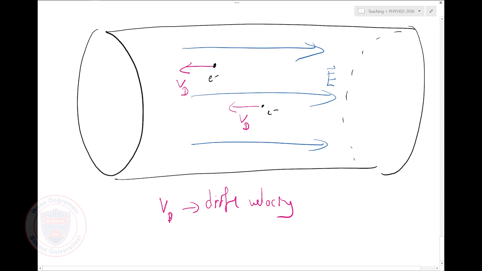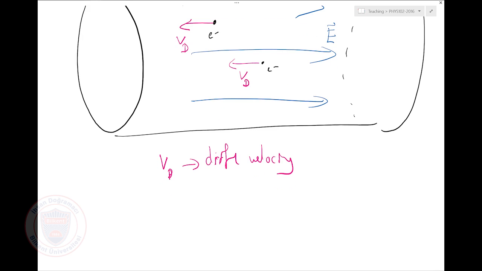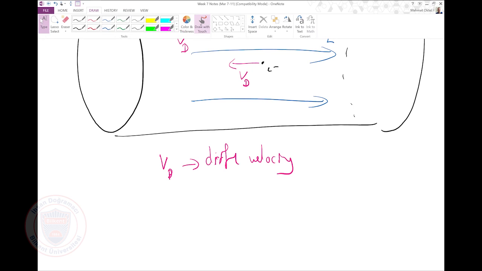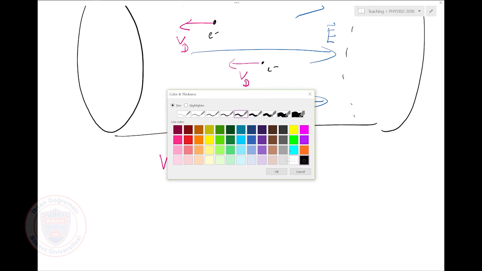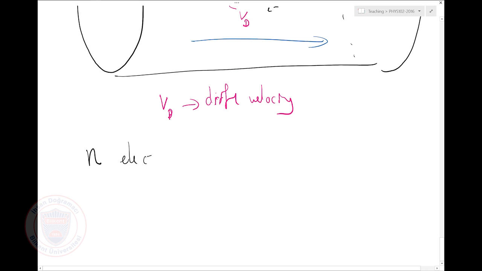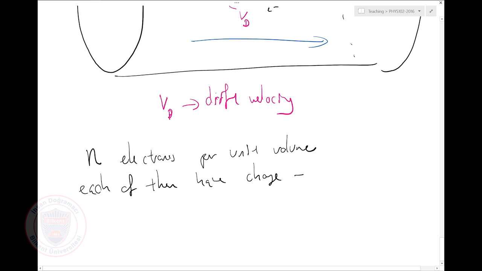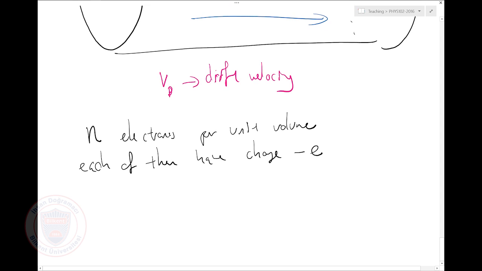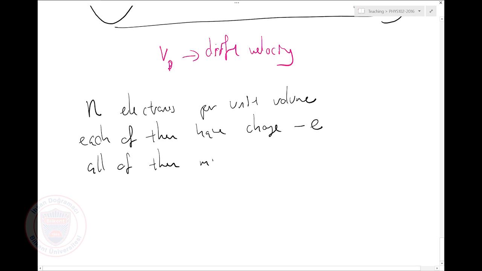Now, if I have n electrons per unit volume, each of them have charge minus E, all of them move with velocity v drift.